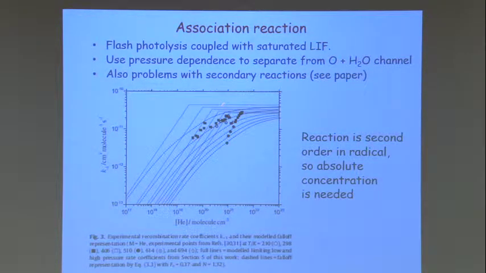So there's the association reaction, flash photolysis coupled with laser-induced fluorescence going to really quite high pressures and not getting close, really, to the high-pressure limit. The reaction's second order and radical, and so the absolute concentration is needed. So quite difficult experiments, especially given they're going to these relatively high pressures. So that's about 100 atmospheres there.